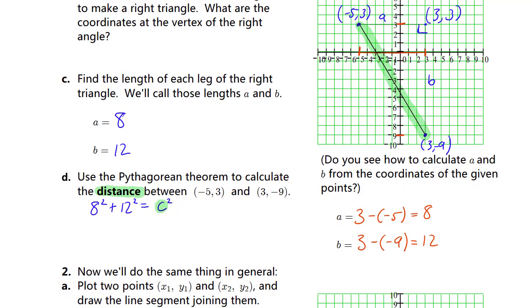So let's see. 8 squared is 64. 12 squared is 144. That's equal to c squared. 64 plus 144 comes out to be 208. And you could get the square root of that.